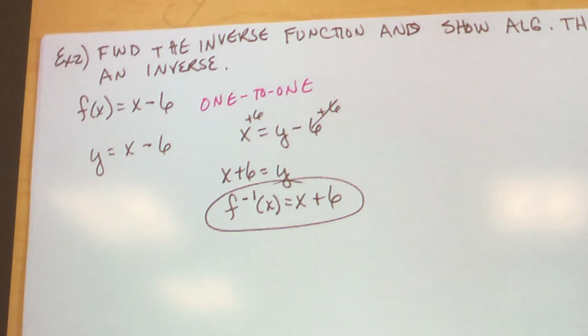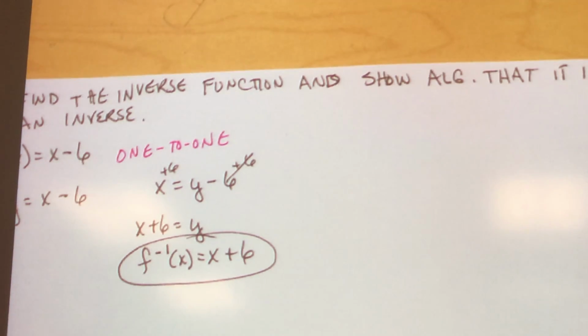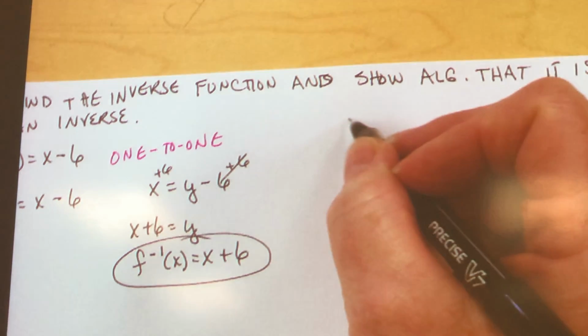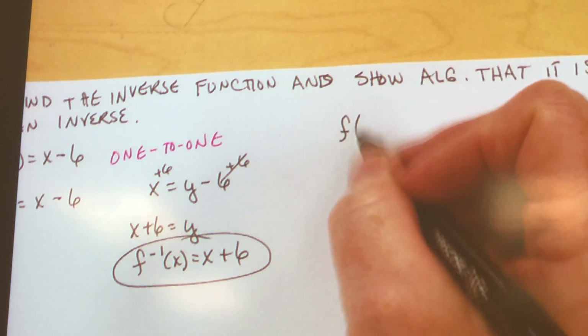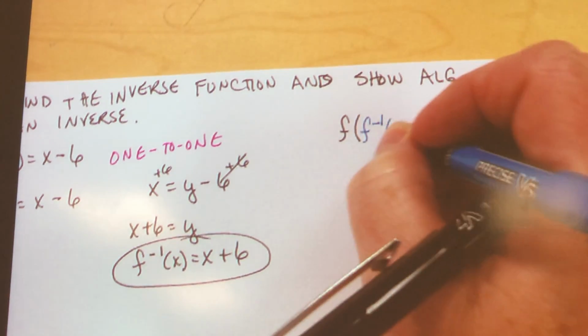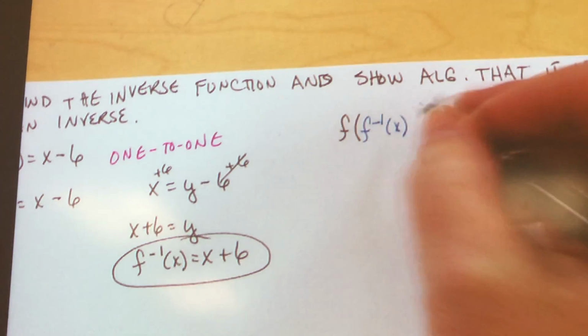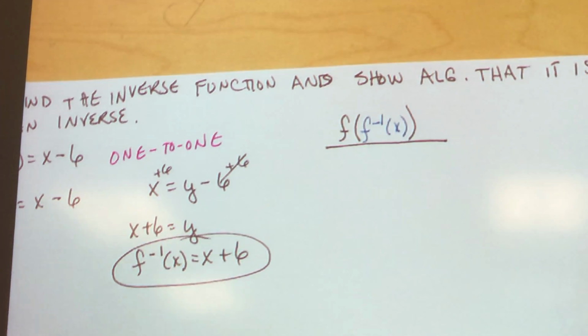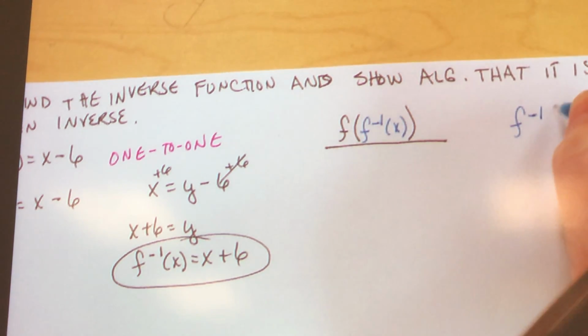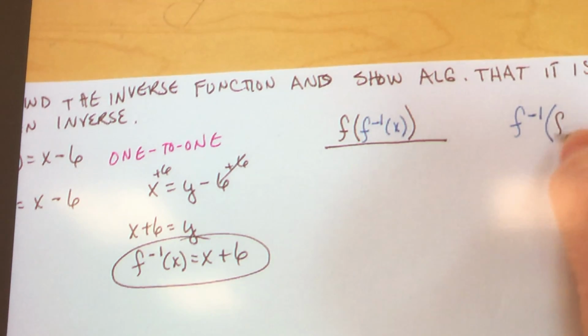You with me? All right, now we're going to verify that those things are inverses, and we're going to do it algebraically. So the first thing I'm going to find is f of f inverse of x, and then I'm going to find f inverse of f of x.